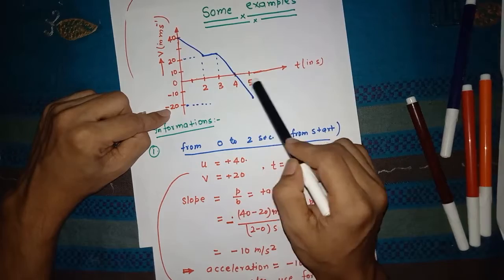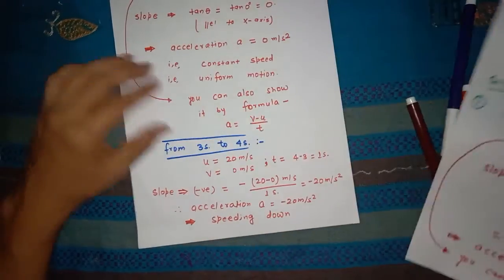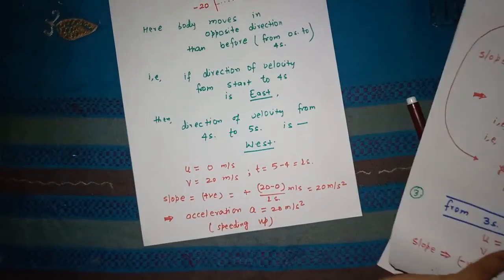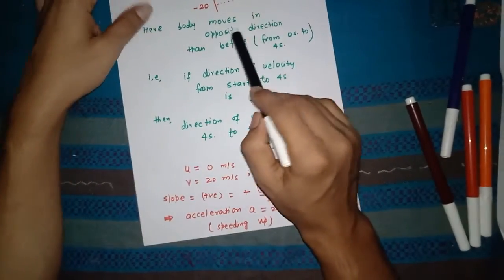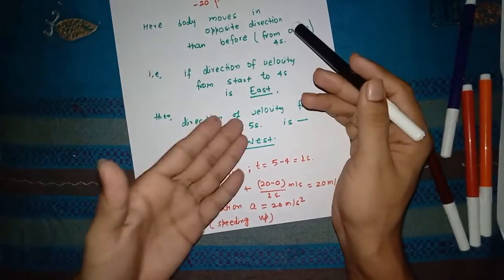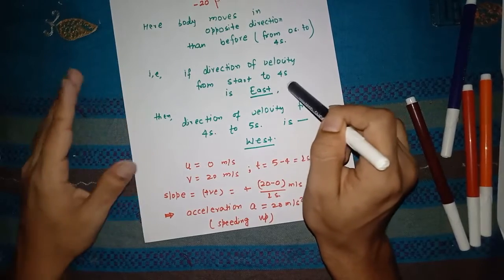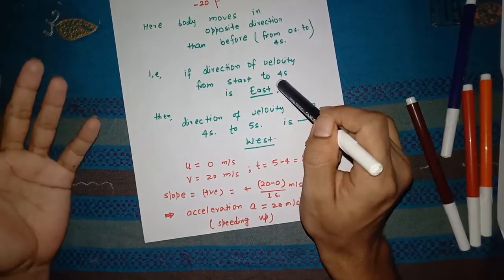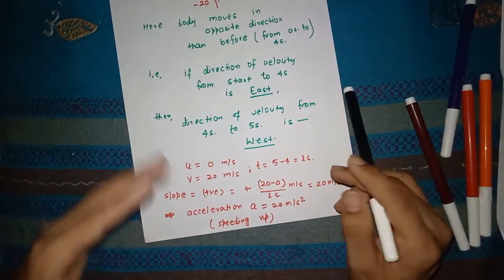So from 4 to 5 seconds I have taken the body moves in the opposite direction, and I have given you the example that if the body from 0 to 4 moves in the east direction, then you say that from 4 to 5 seconds the body moves in the west direction. That means the body moves in the opposite direction if the graph goes down from the x-axis.